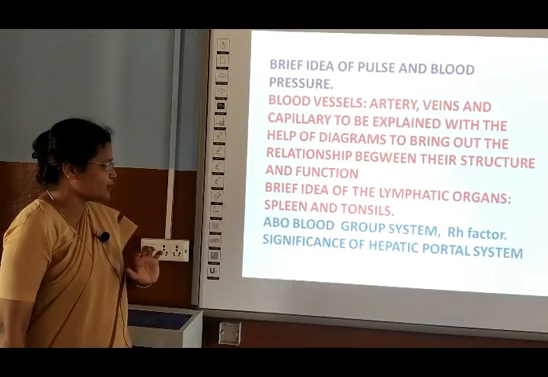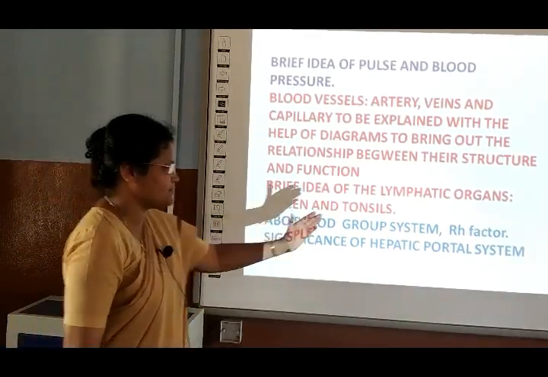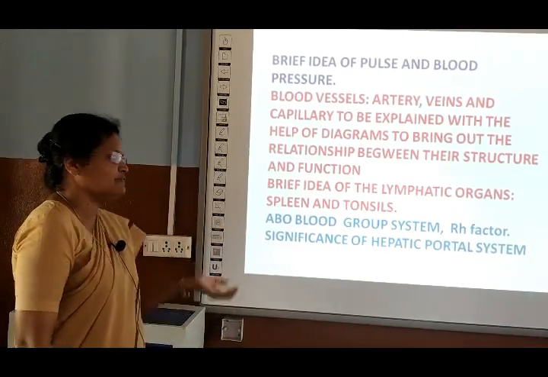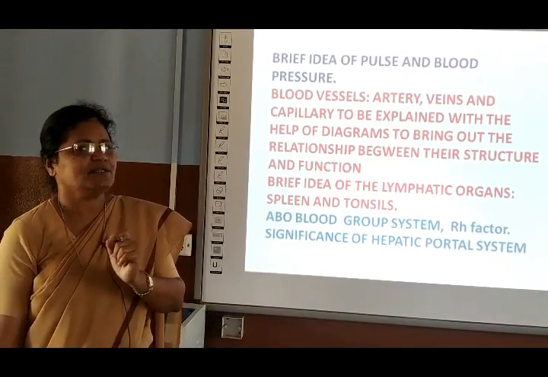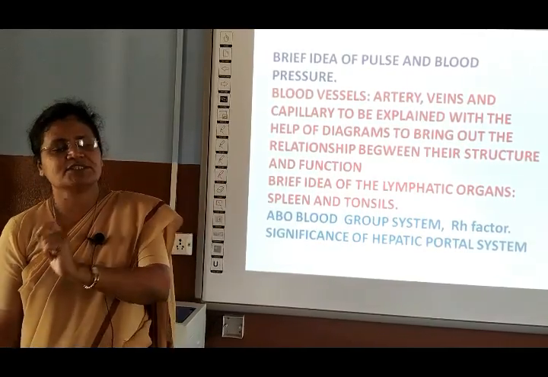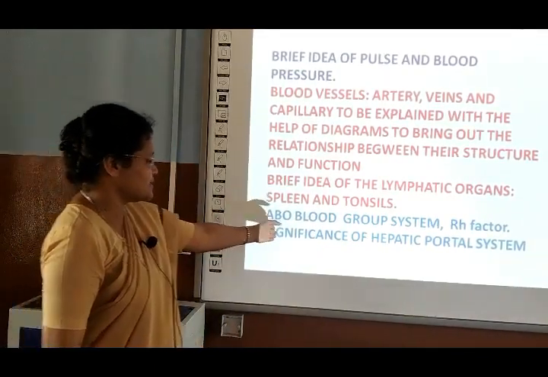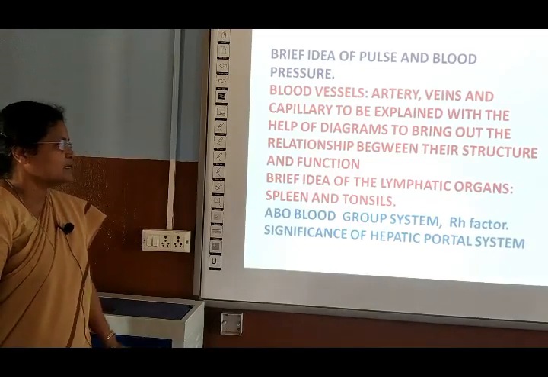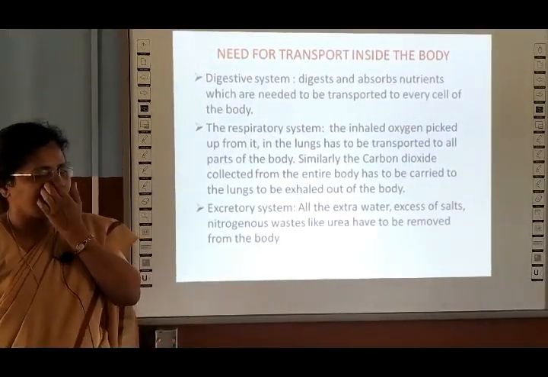Then you have the blood groups A, B and O, so the ABO blood group system, and how the RH factor makes it positive and negative. We will also learn about the special protein which makes your blood group either positive or negative, that is your RH factor. Then we will learn about, as I said, the significance of the hepatic portal system. Now this is about the syllabus.